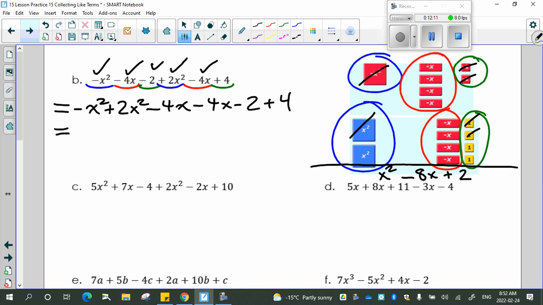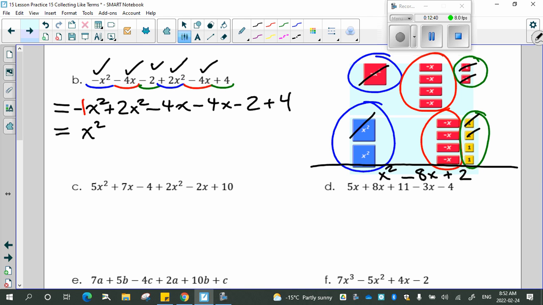Now you're going to group the like terms. So you're thinking of this as negative 1x squared plus 2x squared. You're talking squares here. Negative 1 plus 2. You owe me a square, and I give you 2, how many do you have? 1. Right? If you owe me 1, but I give you 2, then you're 1 ahead.